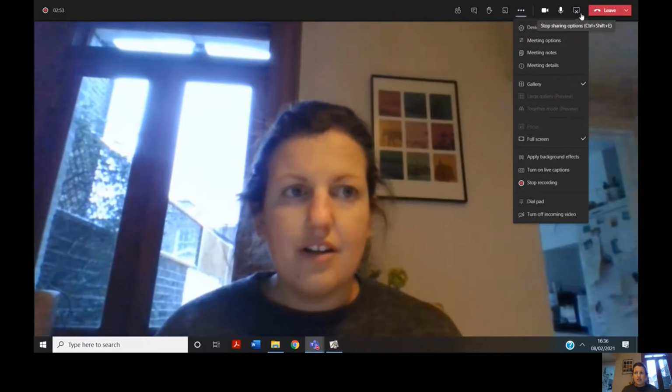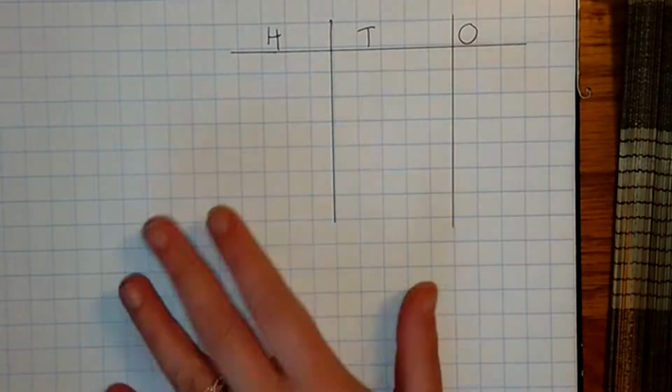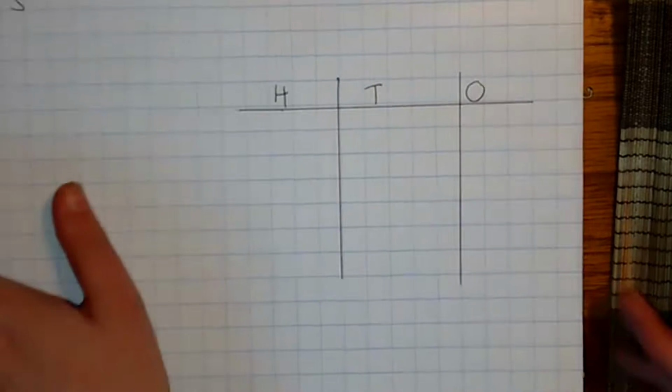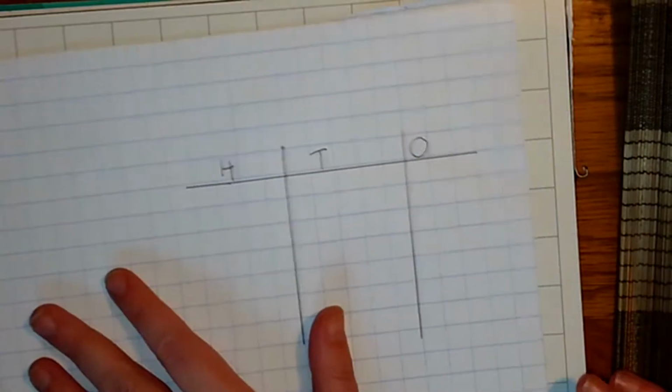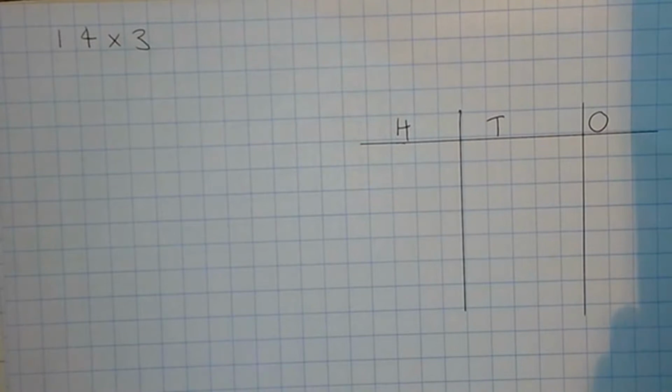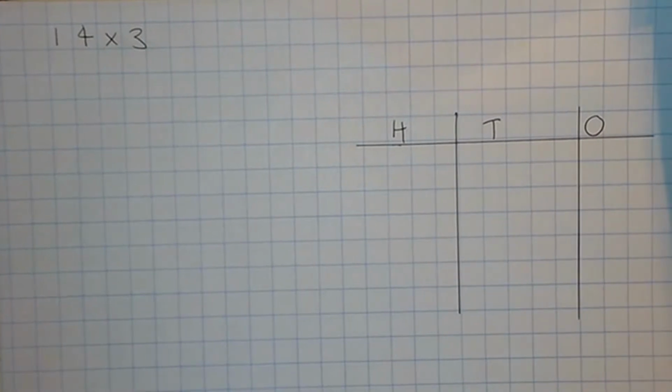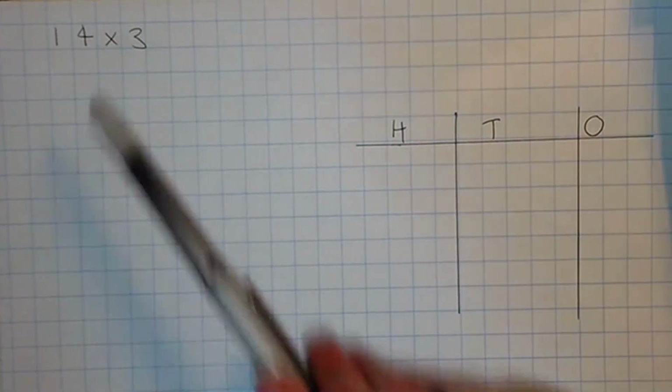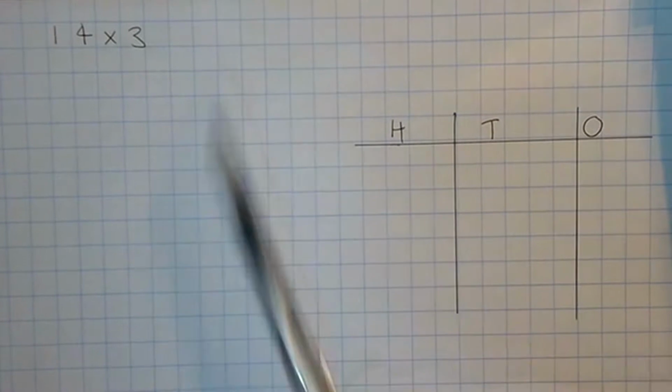Right, I am just going to switch to my visualizer so you can have a look at how this works. Right, so here I've got my equation. So my equation here is 14 times 3.